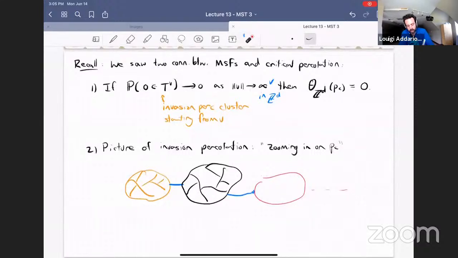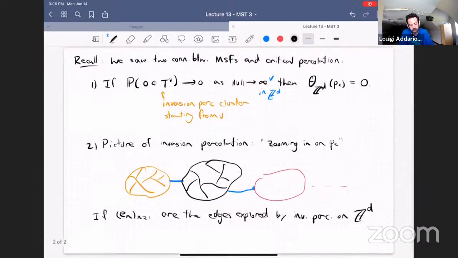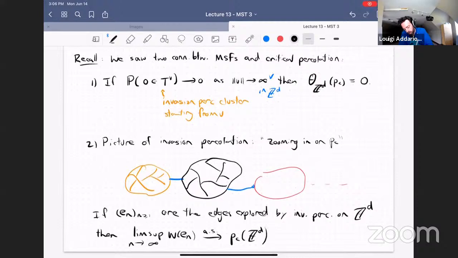And we in particular stated that if E_n are the edges explored by invasion percolation on Z^d from an arbitrary starting point, the symmetry means it doesn't matter where we start from for the statement to hold, then the lim sup as n tends to infinity of the edge weight of E_n converges almost surely to the critical probability p_c of Z^d.